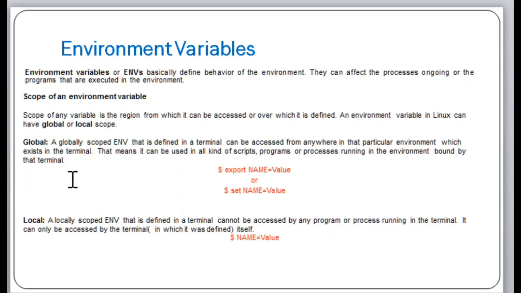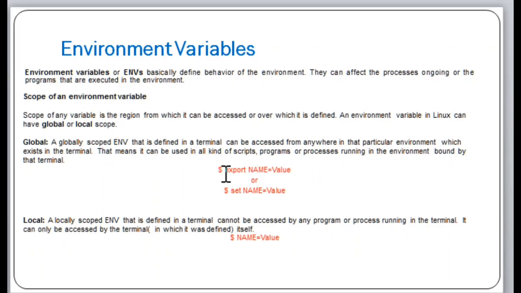So if it's a global variable, a globally scoped variable that is defined in a terminal can be accessed from anywhere in the particular environment which exists in the terminal. That means it can be used in all kinds of scripts, programs, or processes running in the environment bound by the terminal. So here we see export and then the variable name and the value. This is how we set a global variable. We have to use that export command. Or we can do set and then the variable name and the value of the variable. So export or set command both work for that.